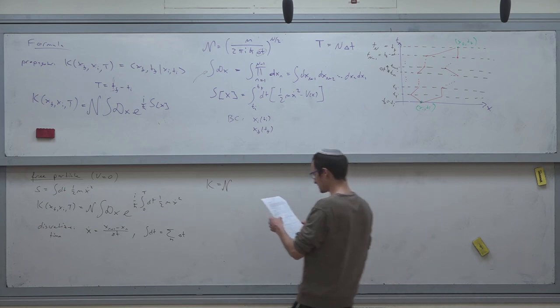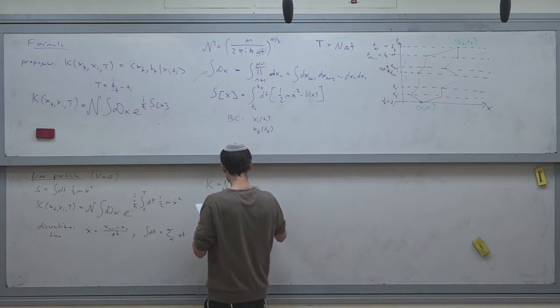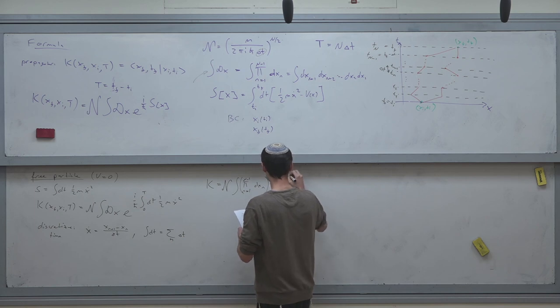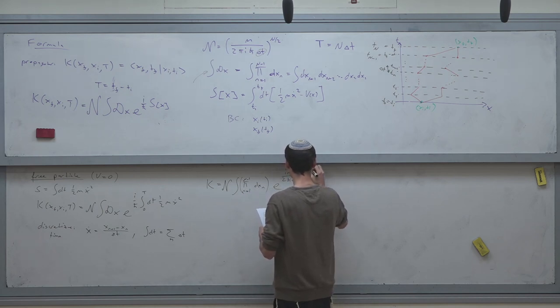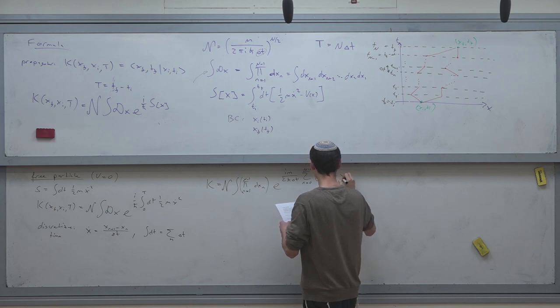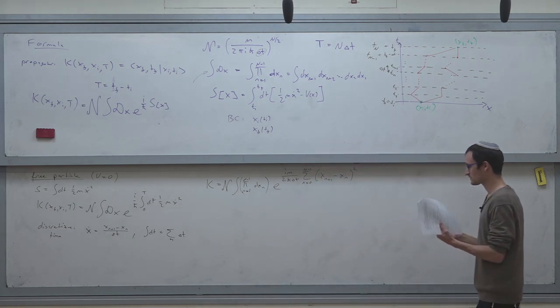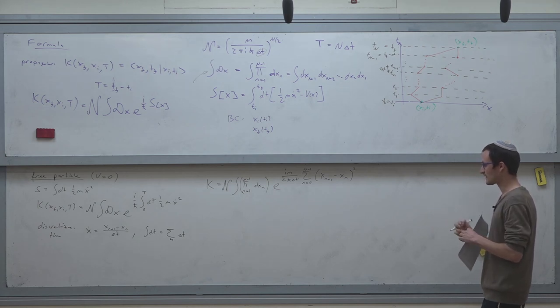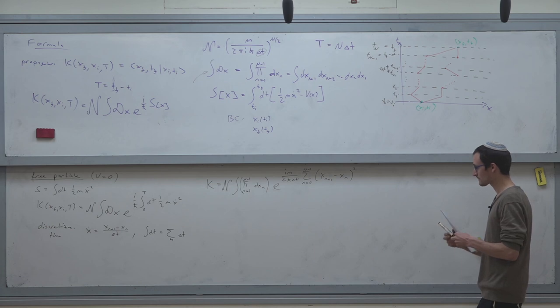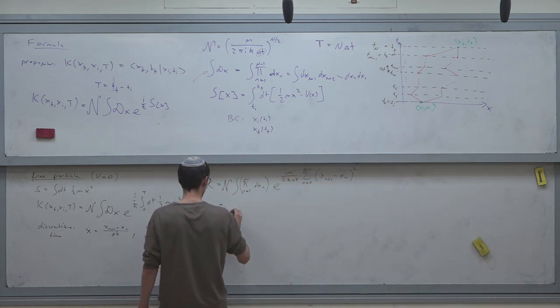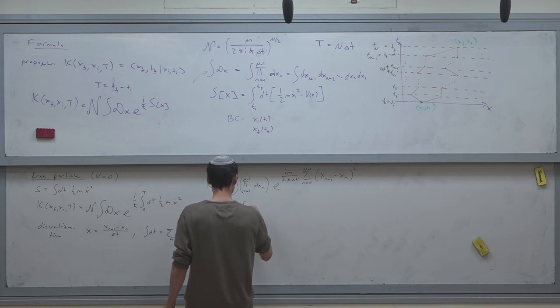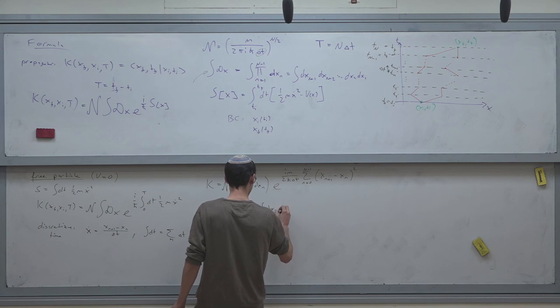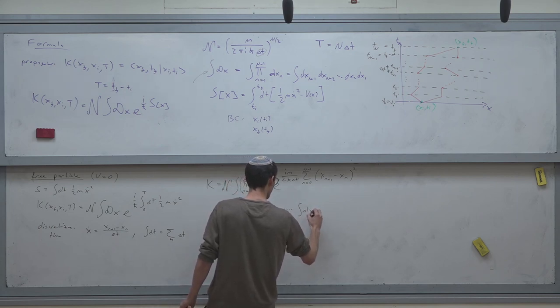So this is normalization times the integral over all of these x's. And then there's an e to the i m over 2 h bar delta t, sum from n equals 0 to N minus 1, of x_{n+1} minus x_n squared. It looks complicated, but let me show that this is actually not very complicated. Sometimes it's helpful to just write out the entire sum.